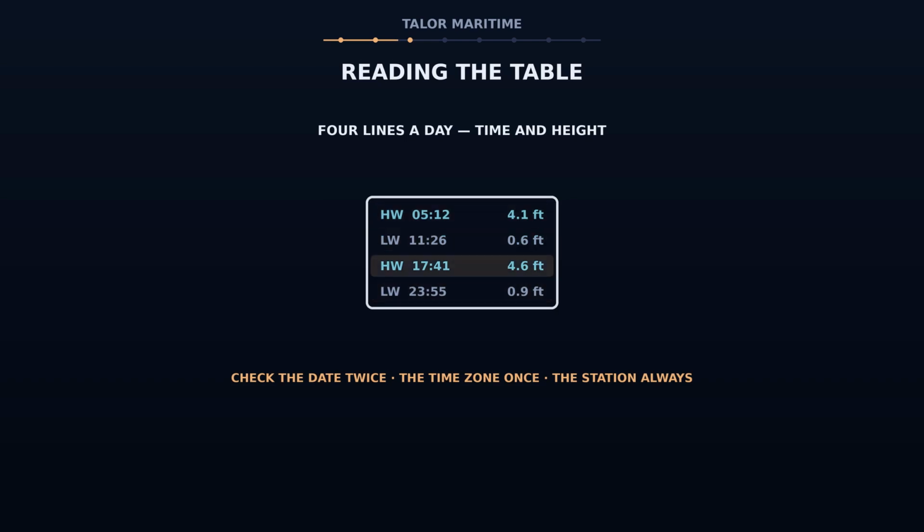The table itself is four lines a day: two high waters, two low waters, each with a time and a height. The height is not the depth, it is how much water the tide adds. The reading habit that prevents disasters: check the date twice, check the time zone once. Many tables print standard time all year, and let daylight saving be your problem. And read the station. Tables are written for a reference port, and your bay may lag it by minutes or an hour, with corrections printed for the difference.